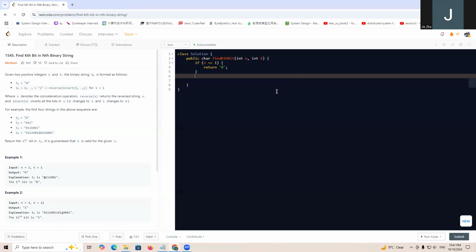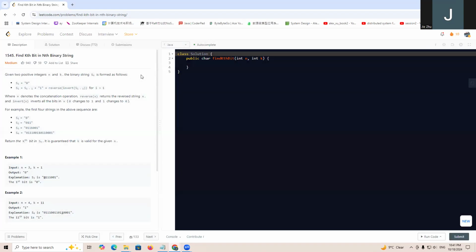Let's go to LeetCode 1545, Find Kth Bit in Nth Binary String. For this question, it gives us an n and a k. Actually, it gives us S1, which is the string 0. And then we are going to do n operations. For every operation, Si is formed by taking Si minus 1, appending 1, and then appending the reversed inverted version of Si minus 1.